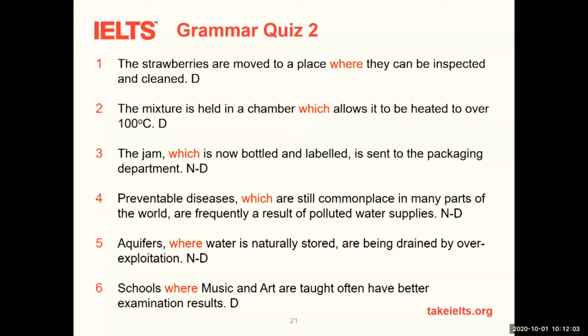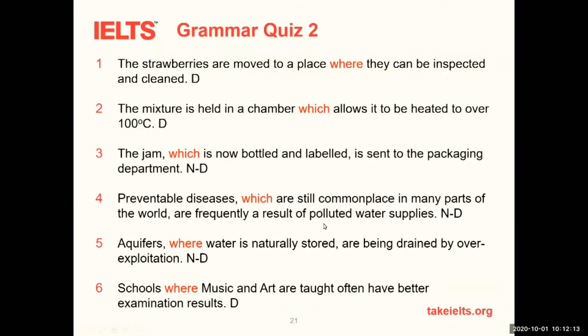And again, remember the commas are very useful. Okay, the commas tell us that this is extra information that we can take out of the sentence. So we can say the jam is sent to the packaging department, and that's a perfectly useful sentence. But we're telling everybody more about it. We're saying the jam, which is now bottled and labelled, is sent to the packaging department.